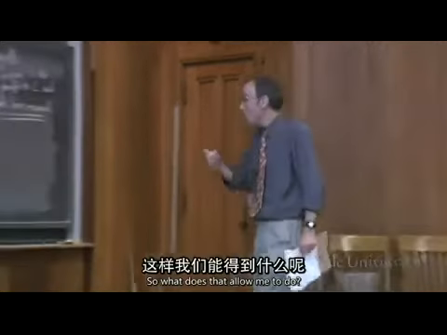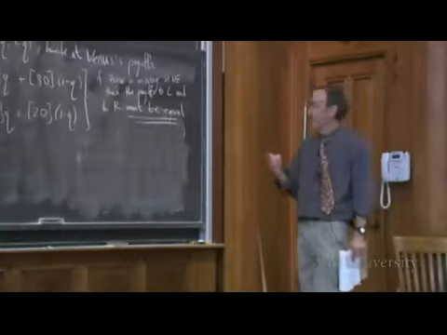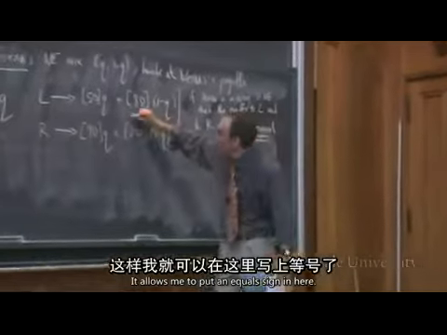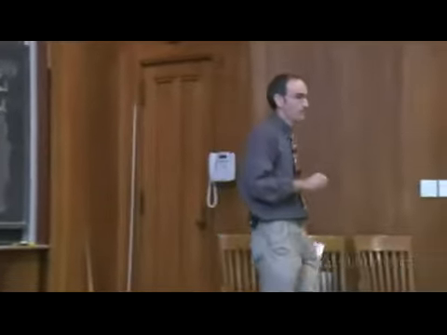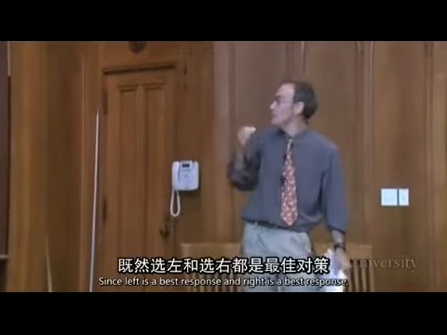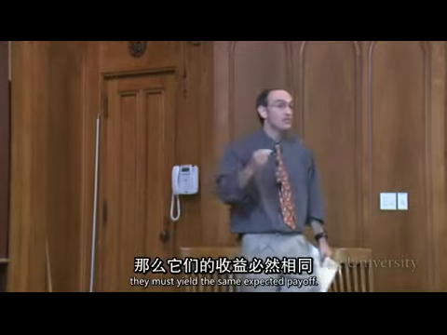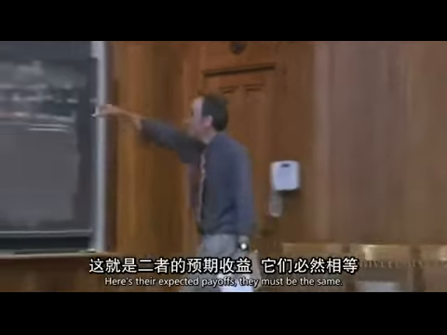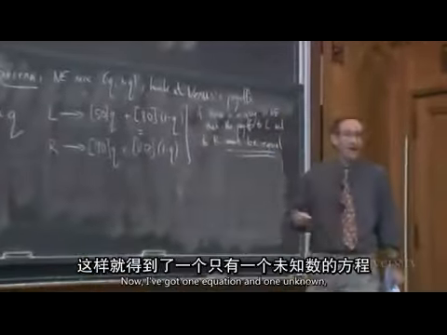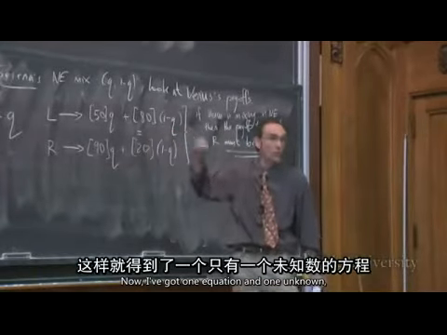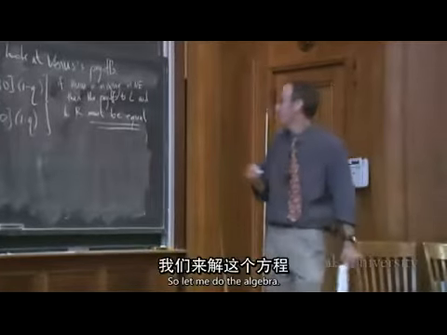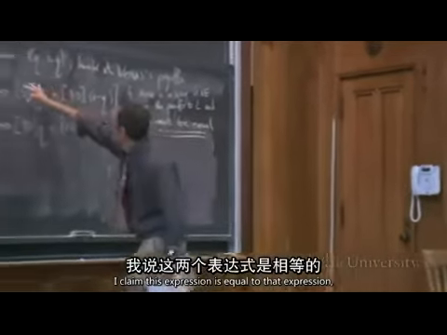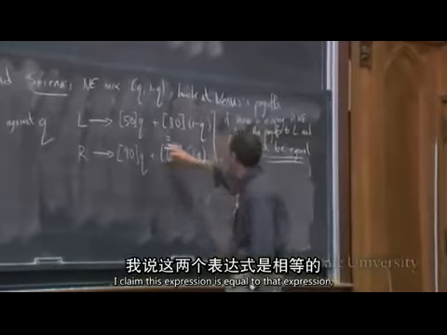Okay. So what does that allow me to do? It allows me to put an equal sign in here. It allows me to put an equal sign in here. Right? Since left is a best response and right is a best response, so they're both best responses, they must yield the same expected payoff. Here's their expected payoffs, they must be the same. And now I've got one equation and one unknown, and now I'm down to algebra. So let me do the algebra. I claim this expression is equal to that expression.